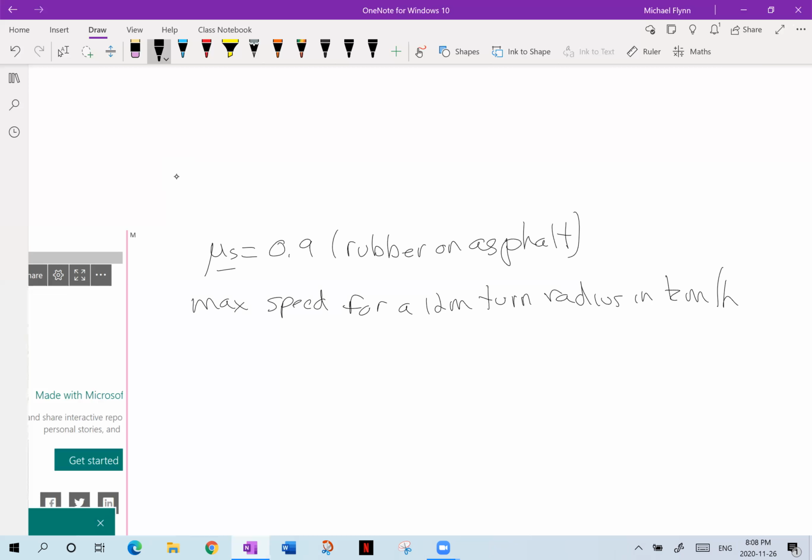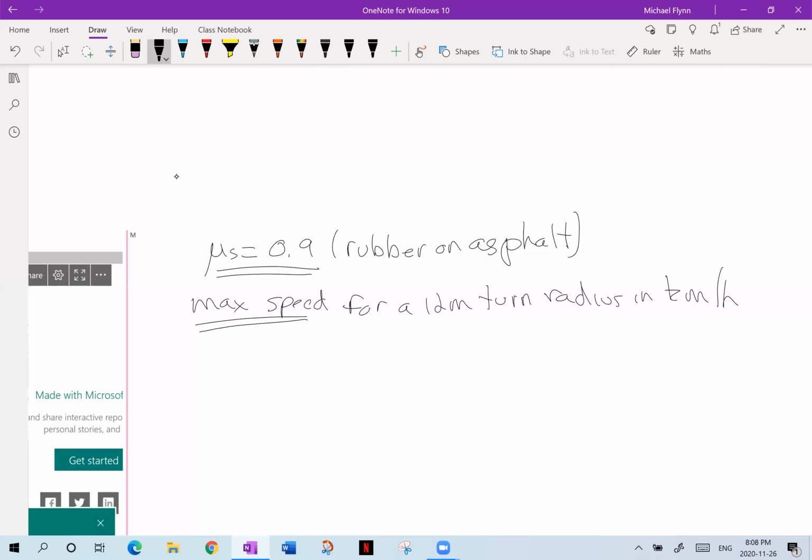Now, the coefficient of static friction is 0.9. So what is the maximum speed? If you take the turn too fast, the tires will start to skid. Now, how fast could you take it so that it wouldn't skid on you? That's what this question's asking.